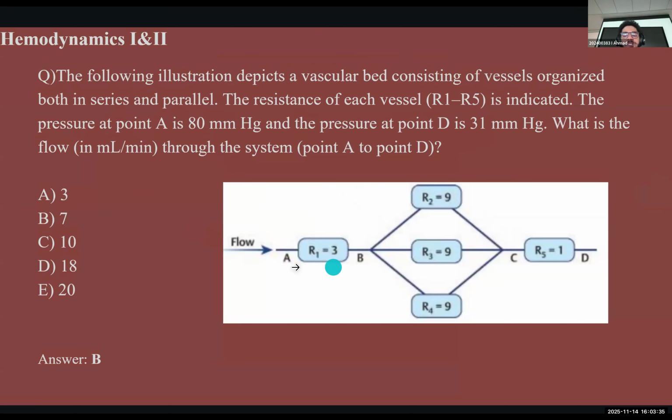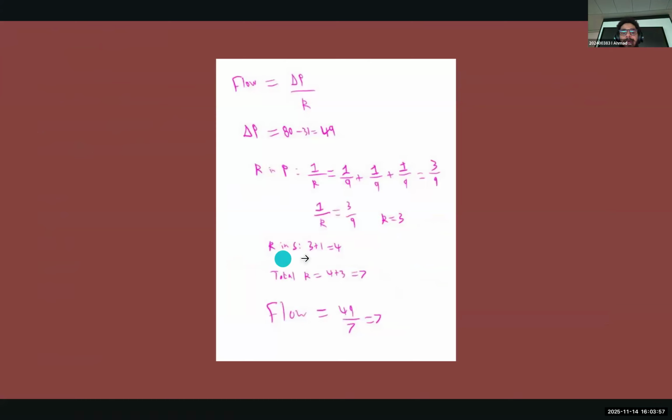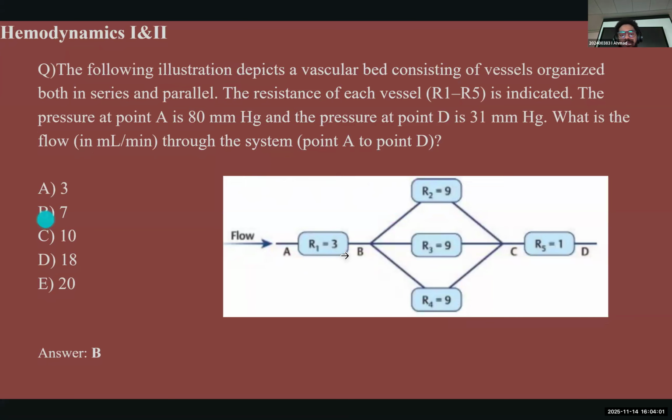So in series, whenever the resistance is given in series, you add it directly. The resistance between A and B is 3. The resistance between C and D is 1. However, when it's given in parallel, you calculate it differently. And let's see what I did here. I did the resistance in parallel and in series. Now in series, as we said, you add it up directly. 3 plus 1 is going to give us 4.